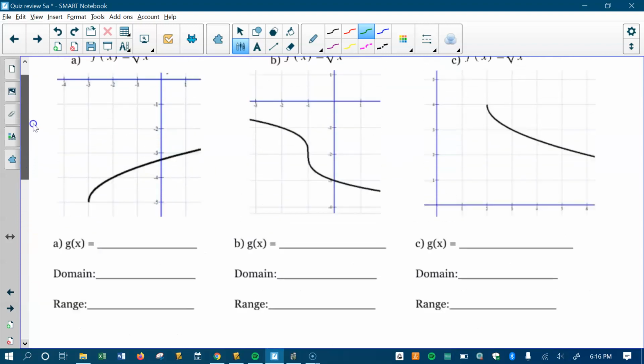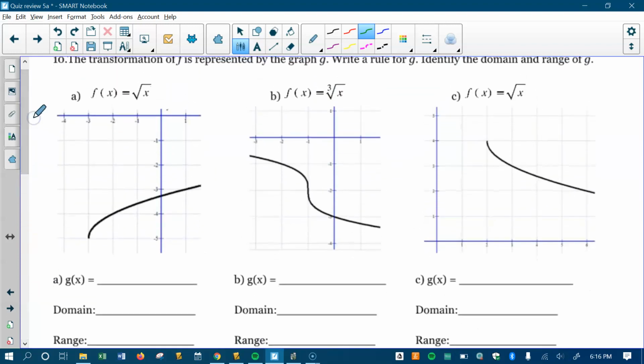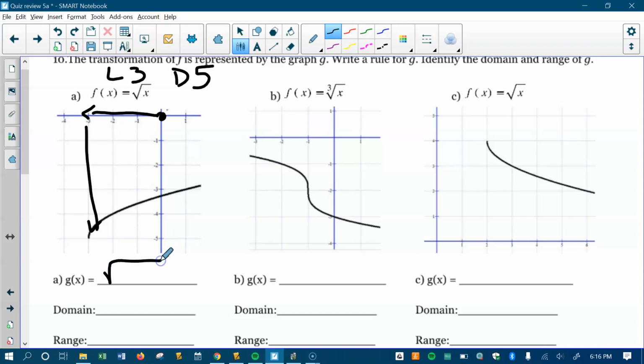Okay, I'm almost done. Let's write a rule for what's going on for each one. Remember, my graph of square root of x always starts at 0, 0, but this time it looks like I went left 3 and down 5. Well, the new function then must have gone left 3. In order to do that, I need a plus and not a minus. Left 3, but the down 5 was -5.